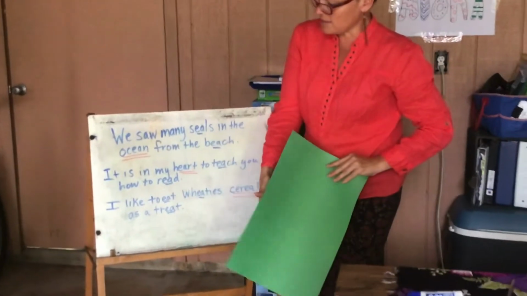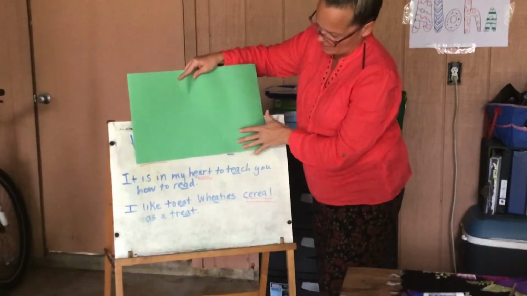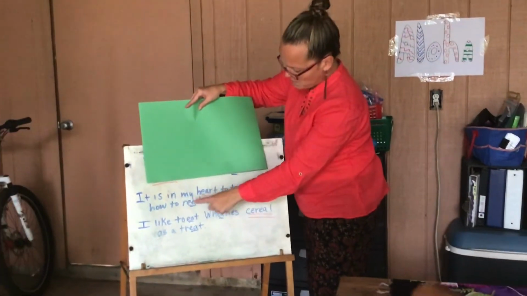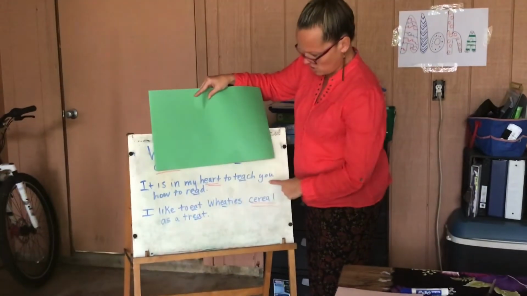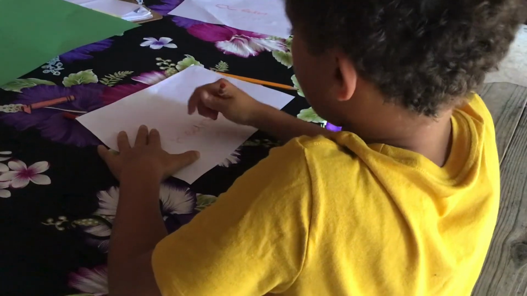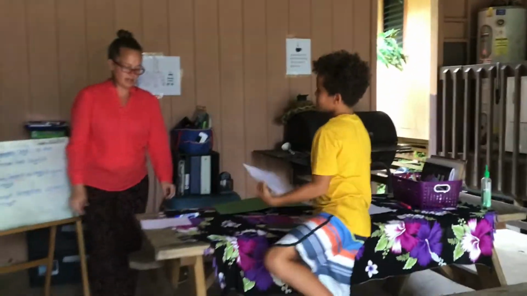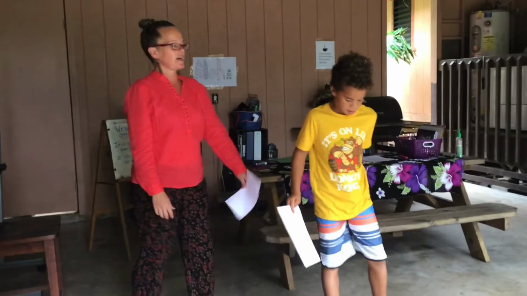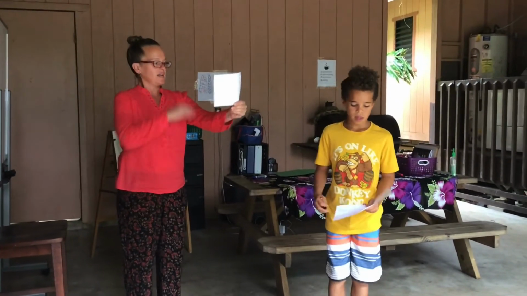The next red word is heart. It has an EA in it. It is in my heart to teach you how to read. Okay, here we go. He wrote heart, and we're going to stand up. And with all of our heart, we're going to give it what we got. Really? Okay? Heart. Here we go.